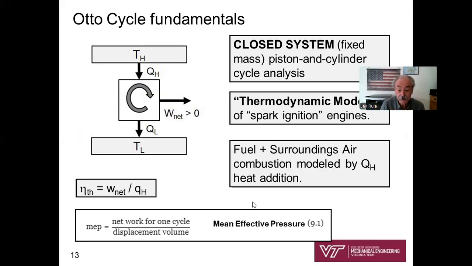I had to go into the textbook to get the definition of mean effective pressure. The mean effective pressure for an internal combustion engine is defined as the net work for a cycle, W net, divided by the displacement volume. That's going to be little v1 minus little v2, the displacement volume, the change in volume from min to max. Okay, so that's back to basics. That's reminding us how we get all the stuff we're looking for.